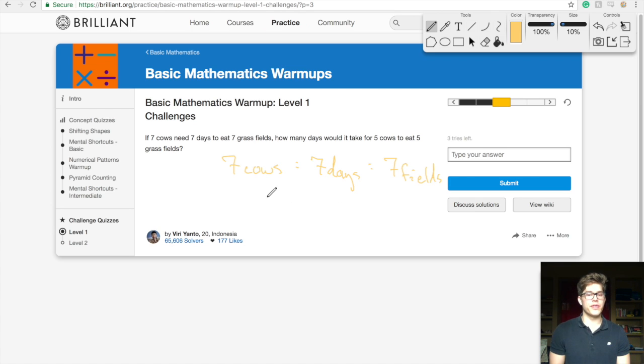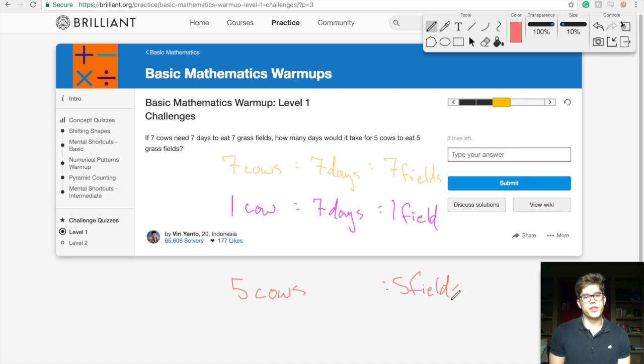7 cows, 7 days, 7 fields. And we're curious about 5 cows. All right, well, before we go to 5, let's think about 1. How many fields would 1 cow eat? 1 cow would, in 7 days, eat 1 field, right? Because if 7 cows ate 7 fields in 7 days, then it would take 1 cow the whole 7 days to just eat 1 field. Yeah, that's logical.